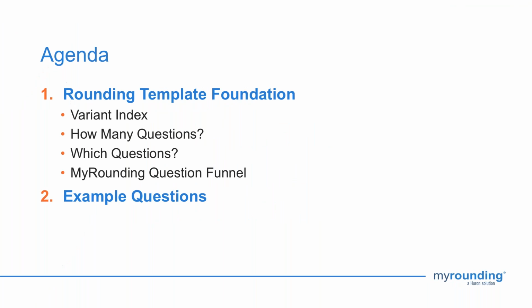So let's dive right in. This is our agenda for today. There's really only a couple of big topics that we want to cover, but there's a lot of information within those. The first one is going to be the rounding template foundation. This information is going to look really familiar to you if you've downloaded the guide, but we really wanted to give that foundation because it is really important to know this information as you're creating templates, as well as the questions that you're asking. We're then going to get into some example questions, both some good and the bad ones, and how we can tweak your questions to make them more effective and really be getting the most out of your rounding questions and templates.